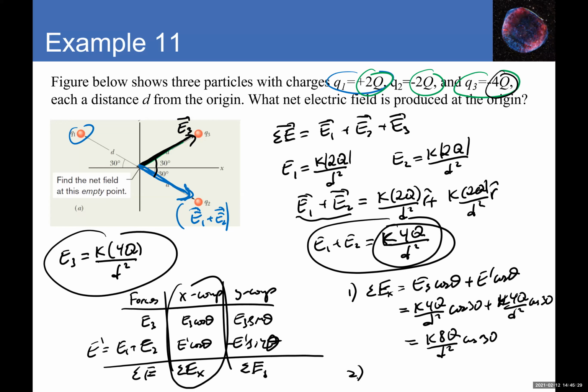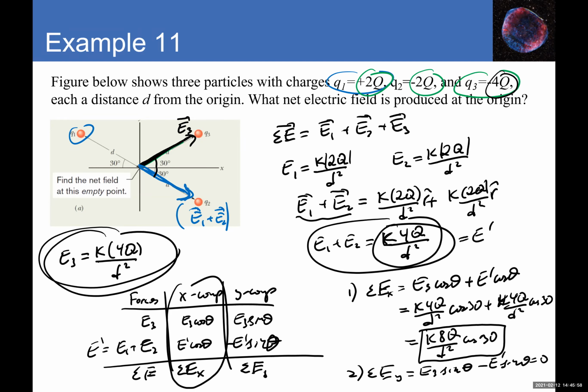Now, if I do equation 2, which is electric field in the Y direction net, it becomes E3 sine of theta minus E prime sine of theta. You can see, right, E3 and E prime are the same. So this is my E prime, and this is my E3. They're the same. Thetas are the same. So this should sum up to 0. Okay. That means since my electric field has only a horizontal component, I can just use this, plug in and calculate what I have as a total value for the net electric field.